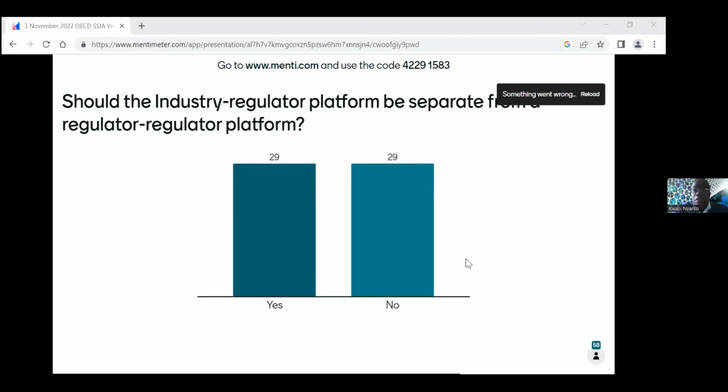Okay, so the response is almost evenly split, almost 50-50, between thinking that yes, it should be separate, and thinking that there should be a regulator. That's good. Personally, I do believe that we do need both. There are instances where both would be needed. So let's hope that.